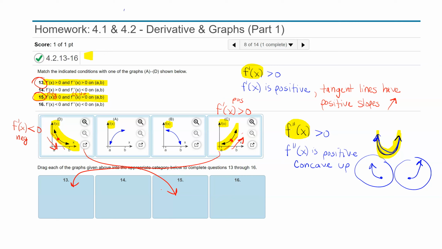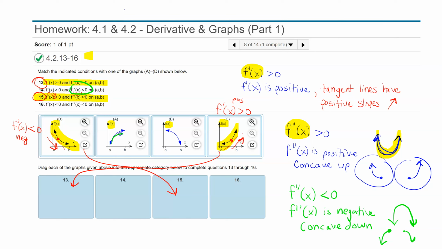Okay, so my other two graphs, those are going to be my concave down graphs, because see how the second derivative is less than 0. That means the second derivative is negative for both of those descriptions in 14 and 16. And that means my graph is going to be concave down. Concave down is that downward pointing U, or any part of that downward pointing U. So I can see I have a left half of a downward U there in A, and I have the right half of a downward U in B. So both of those graphs are concave down.